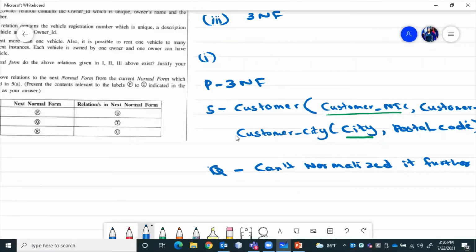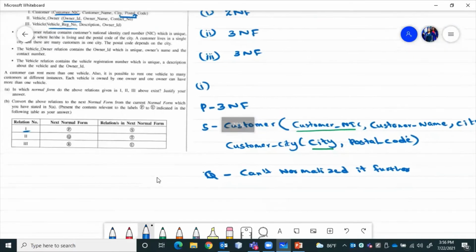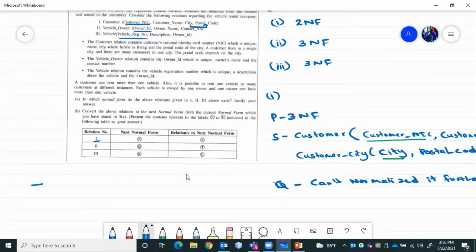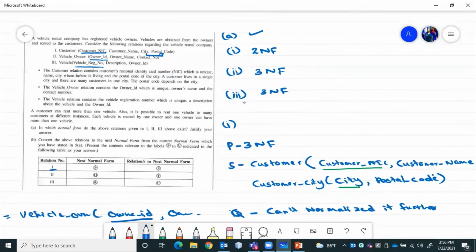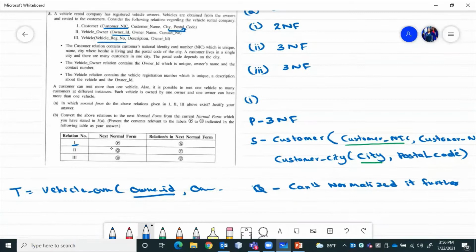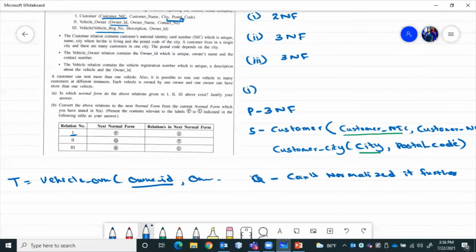But you're supposed to write the relation here. So for T, just write the relation: vehicle_owner, with owner_ID underlined, since you need to show the primary keys, and owner_name. Same for the third relation. Can we normalize it further? No, we can't. So the answer for R is can't normalize it further. Then you have to write the relation, and please note down the primary key, because for that you get marks.